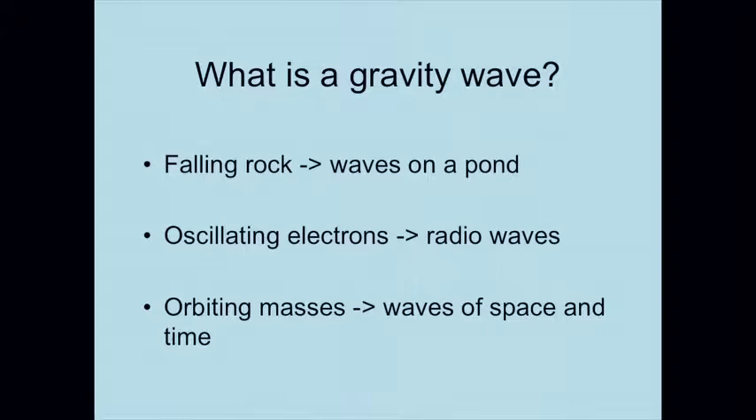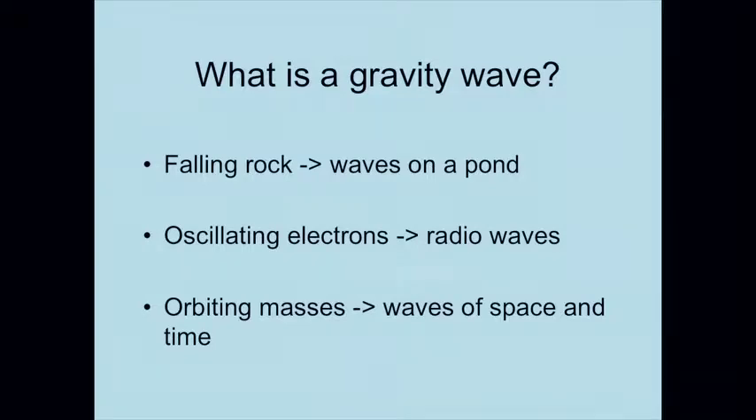So what does that mean? Let's unpack that a little bit. What is a gravity wave? Let's start with waves we are familiar with. If you throw a rock in a pond, you set off ripples on the surface of water. You're also familiar with radio waves that your antenna can pick up. These were generated by electrons that are oscillating, and they trigger waves in a more abstract field of electric and magnetic fields.